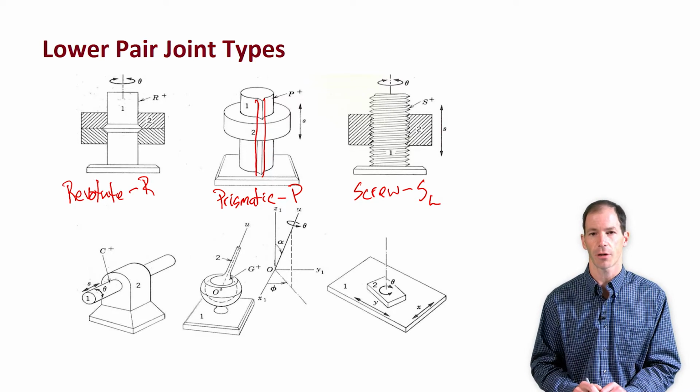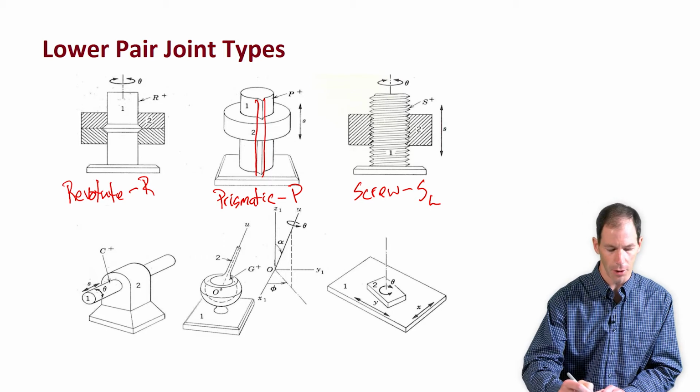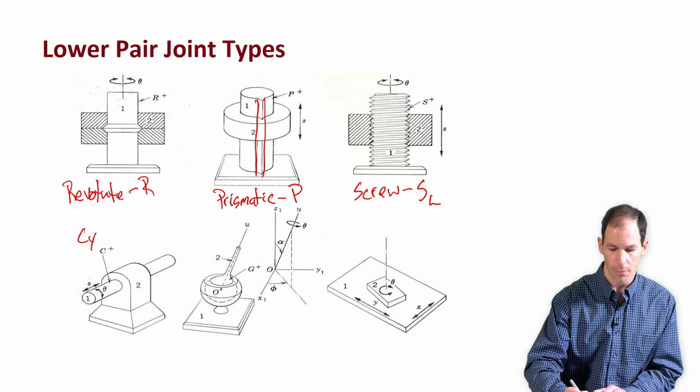These next joints that I'll talk about allow more degrees of freedom, where on the bottom here I have a cylindrical joint, and we use a C for that, cylindrical.